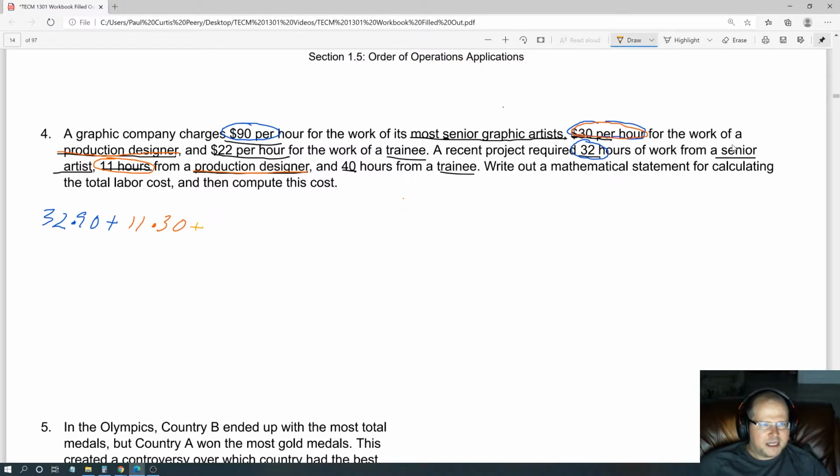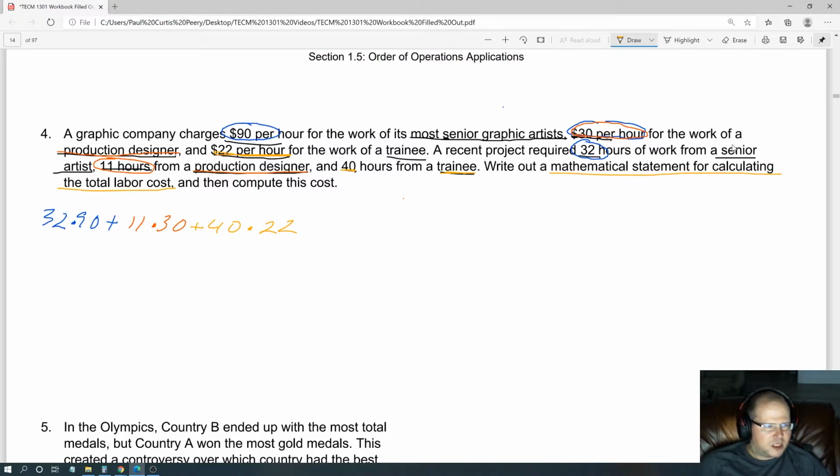And we are going to add in 40 hours of work from a trainee. Well, how much does a trainee make? A trainee is that last one that gets paid $22 per hour. So we say 40 multiplied by 22. Okay, so it looks like we set up the equation. Awesome. So that is the mathematical statement for calculating the total labor cost.